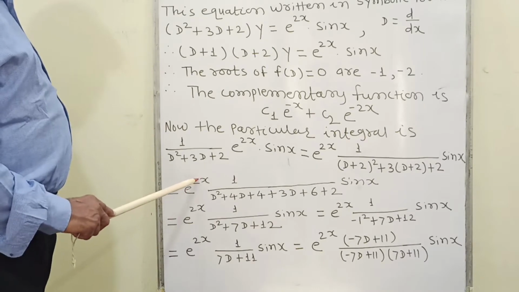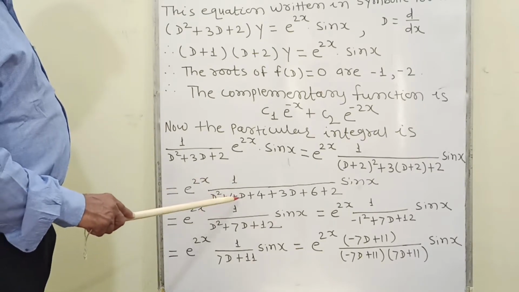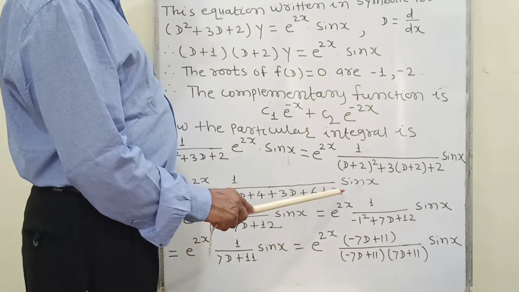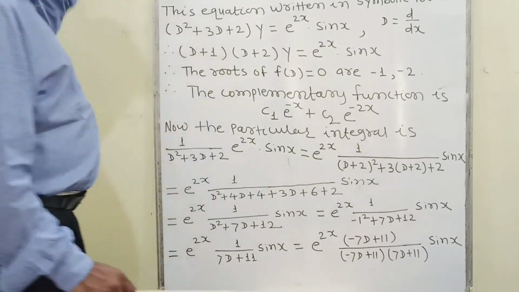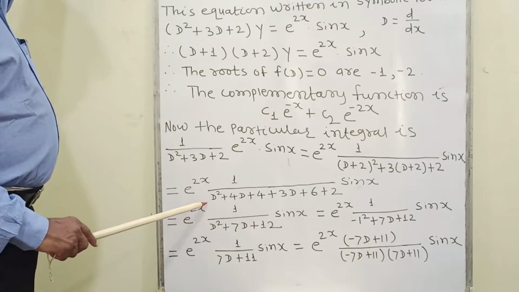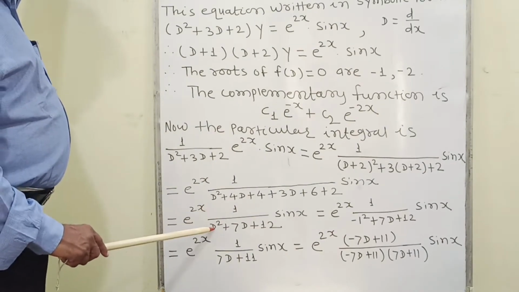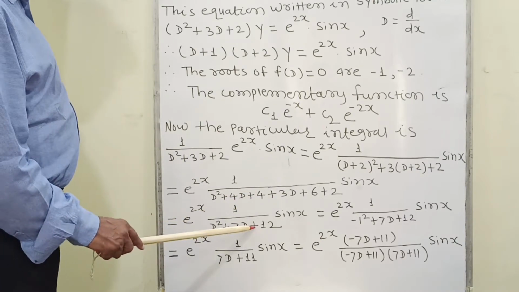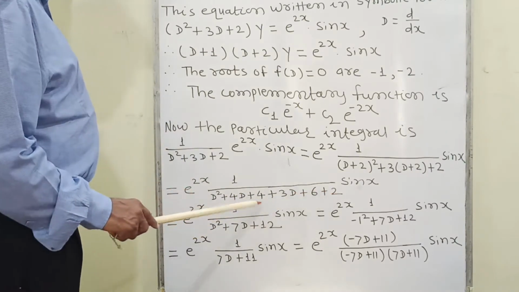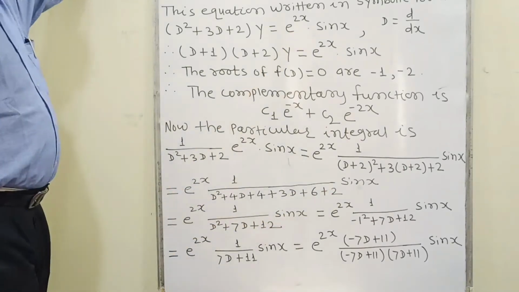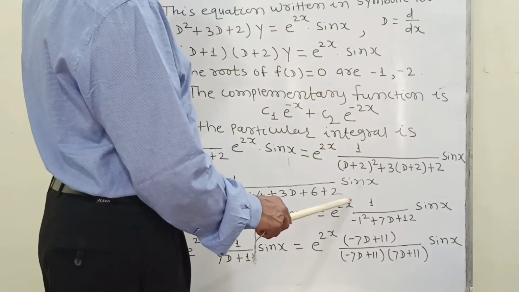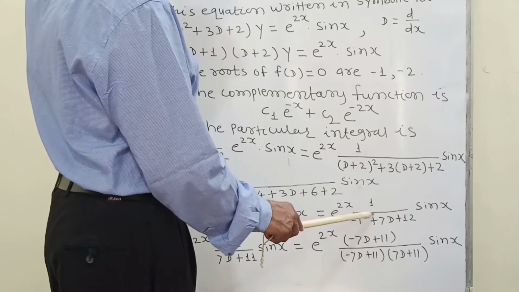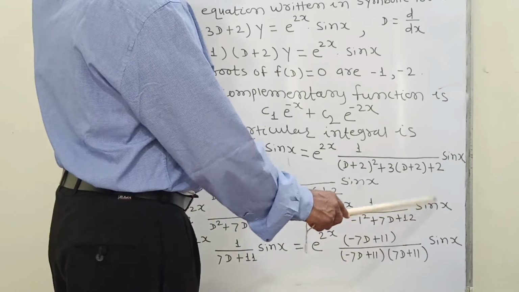Which is equal to e^(2x) 1/(D² + 4D + 4 + 3D + 6 + 2) sin x, which is equal to e^(2x) 1/(D² + 7D + 12) sin x, since 6 + 2 is 8, 8 + 4 is 12. Which is equal to e^(2x) 1/(-1² + 7D + 12) sin x.